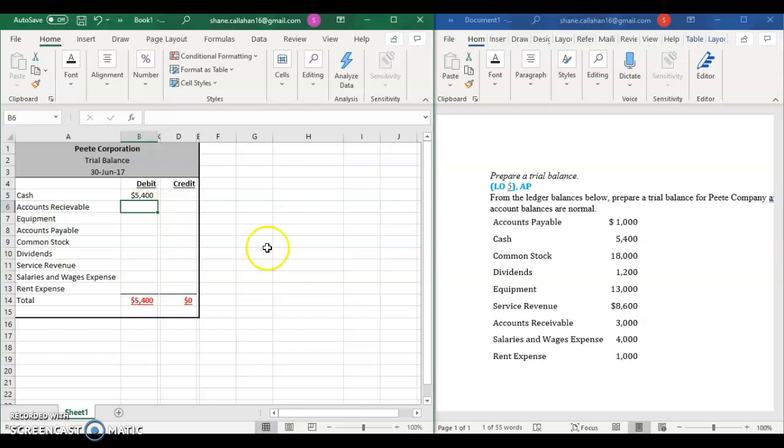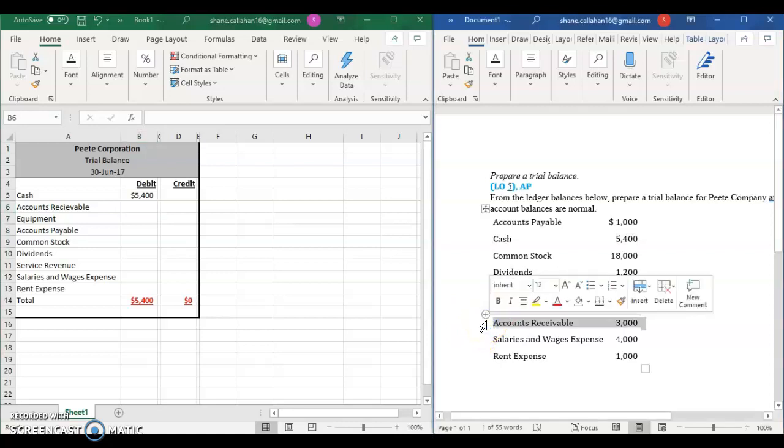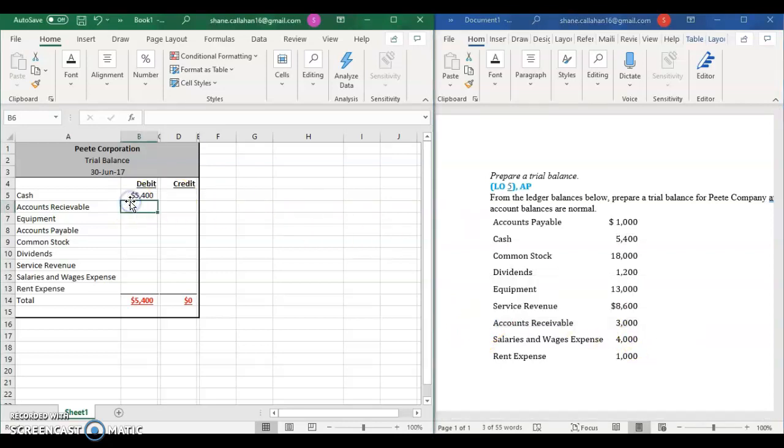Accounts receivable is next, because that is the next easiest account balance to turn into cash. Accounts receivable is here, and it's worth $3,000. And then next you have equipment, which is worth $13,000. Boom. Those are the assets from the list of account balances here.